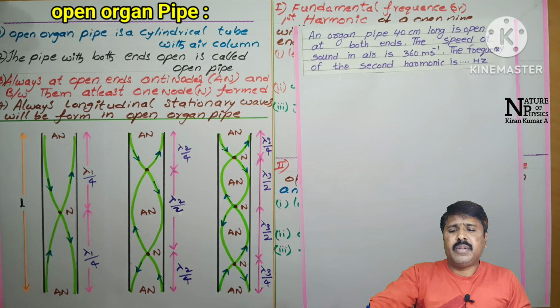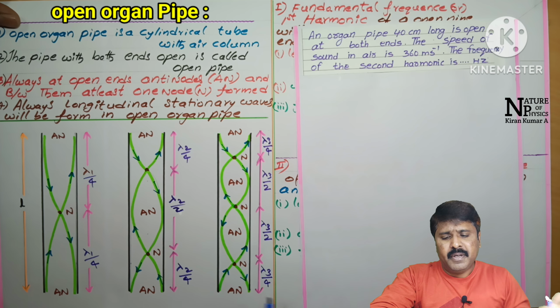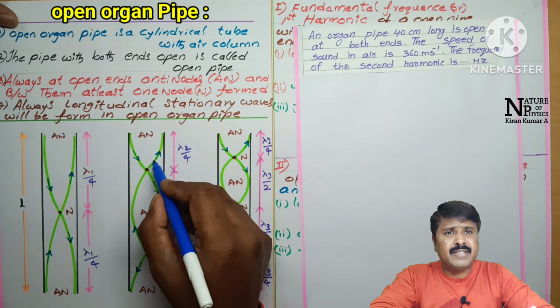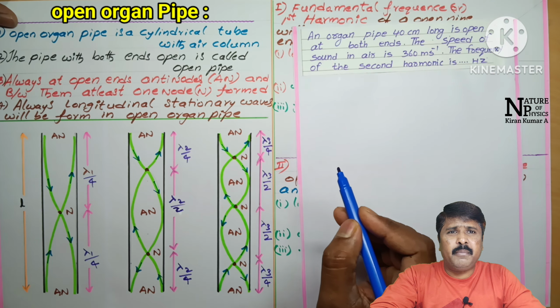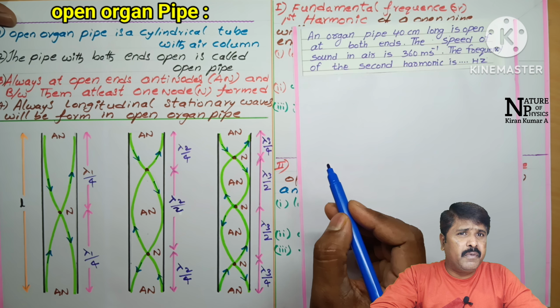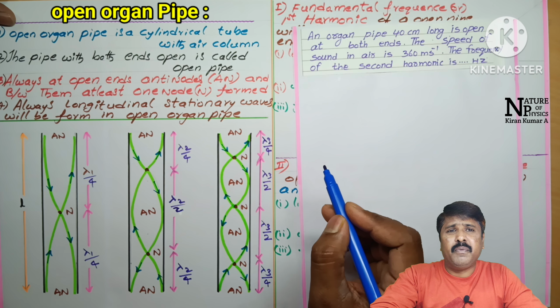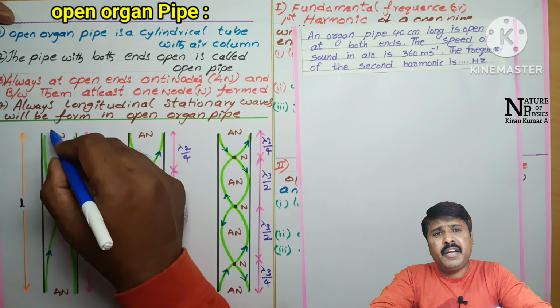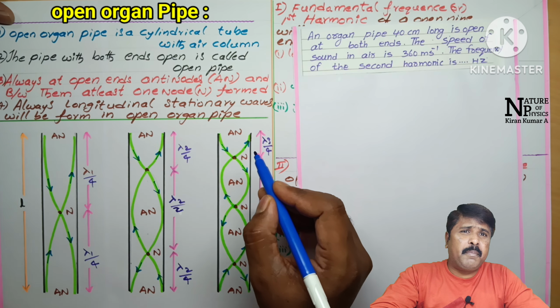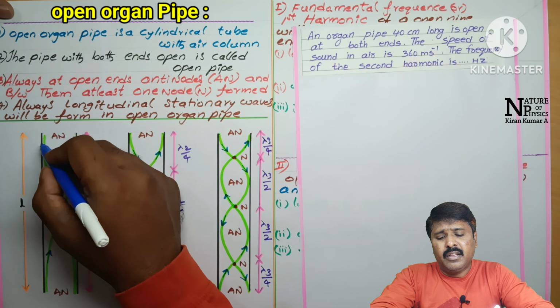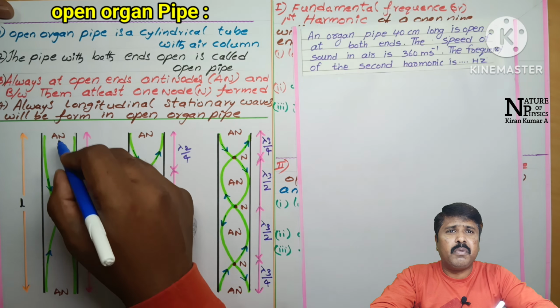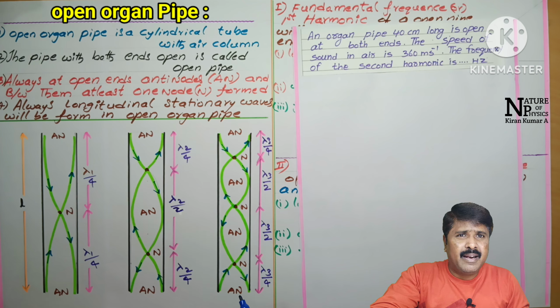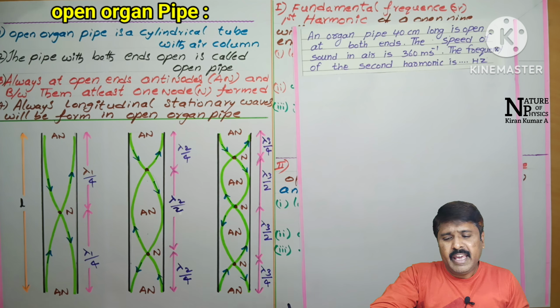Okay student, in the open organ pipe, the first diagram, second diagram and third diagram represent a tuning fork vibrated with a rubber hammer and kept at one open end of the pipe, so that longitudinal stationary waves will be formed. Clearly, step by step I am going to explain.